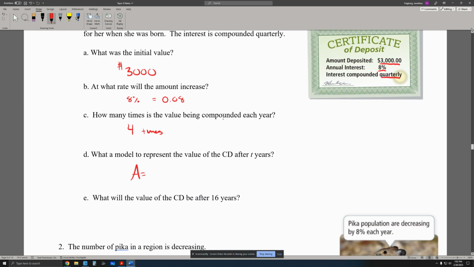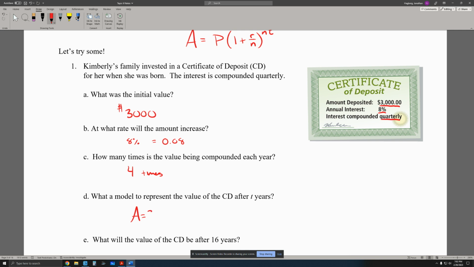A is our amount, so that's what we are solving for. That's what we get out of this function. P is the principal, which we know is $3,000, times the quantity 1 plus our interest rate written as a decimal, 0.08, over N, the number of times we compound per year, and in this case, that number is 4. And then we have to the NT, so again, N is 4, and T is our variable. We can plug in some number of years, T, and we're going to get some amount that the account has in it after T years.